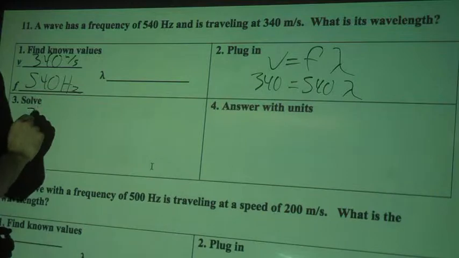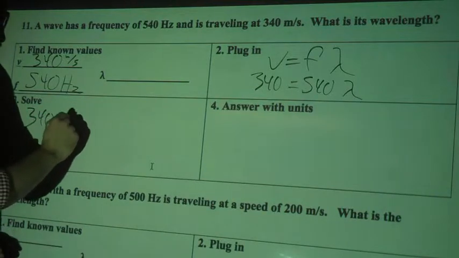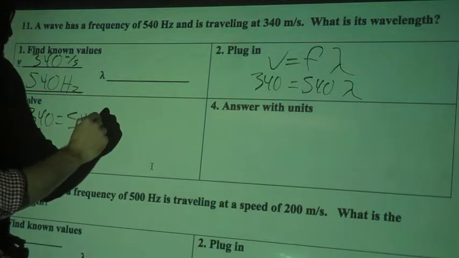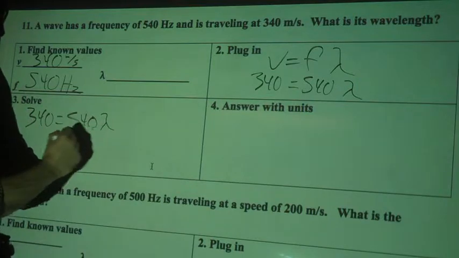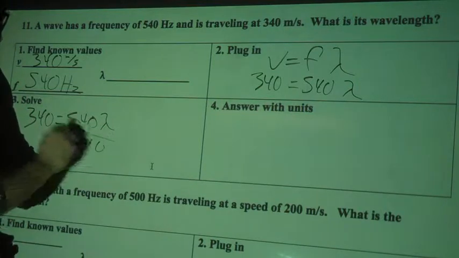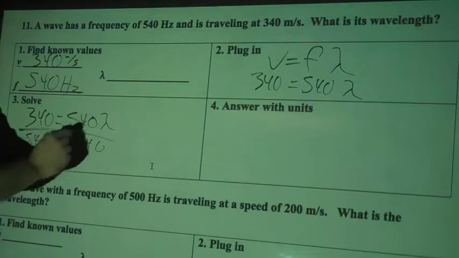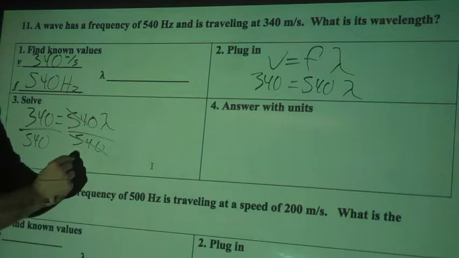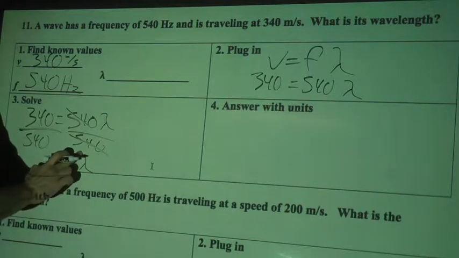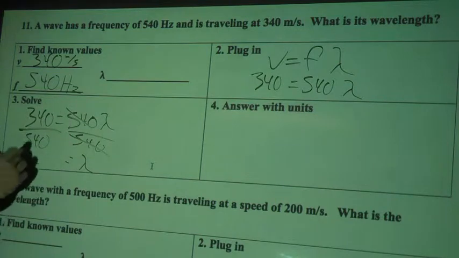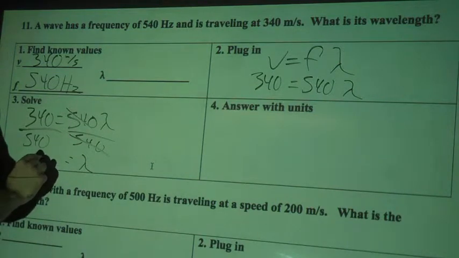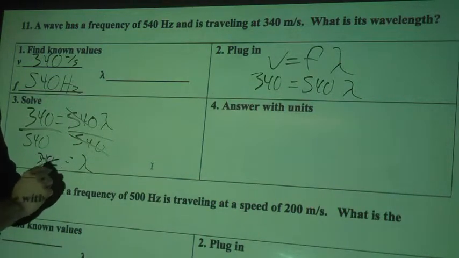So we've got 340 equals 540 lambda. And I know I'm going to have to divide by 540 on both sides, right? Because I'm trying to get lambda by itself. Okay, so I'm left with, on this side, just lambda equals 340 divided by 540.